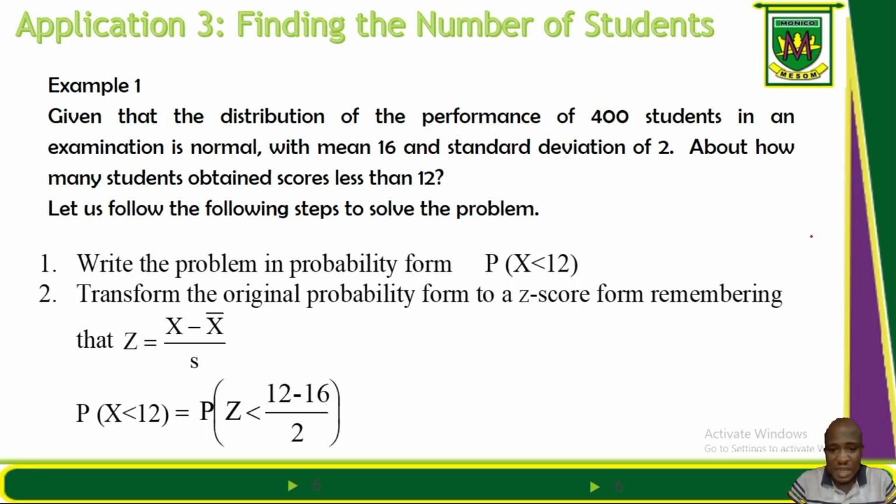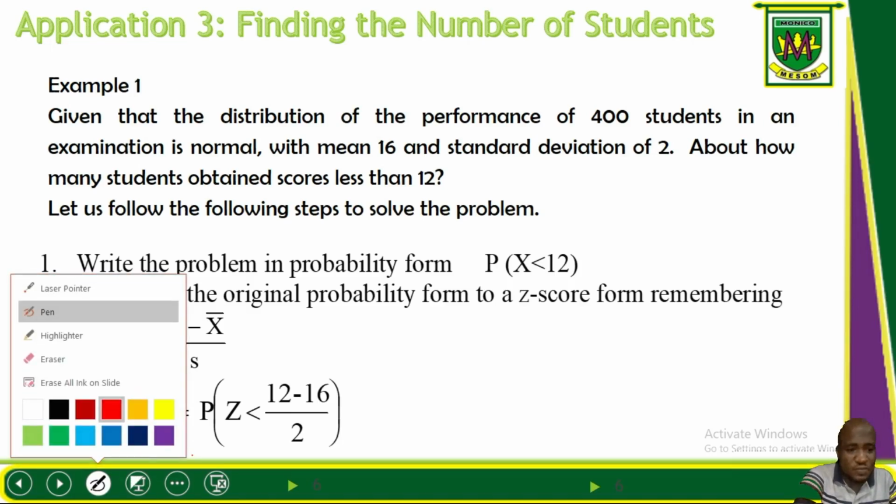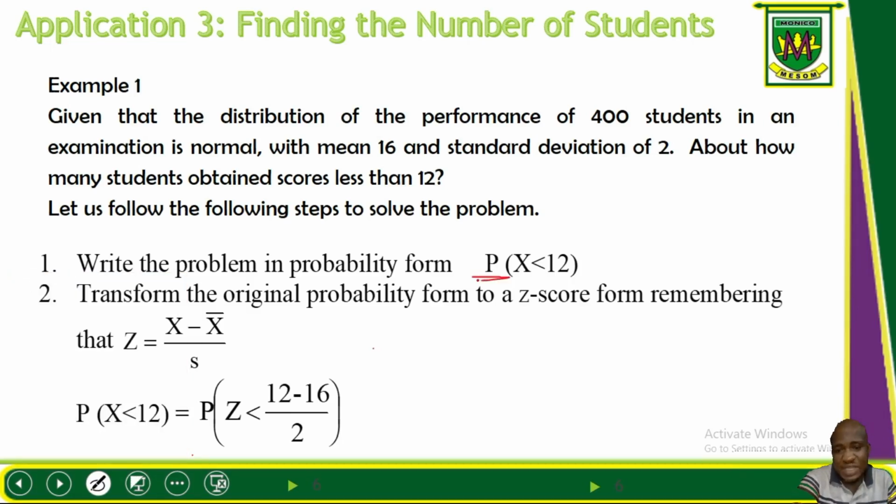The first thing is, as usual, you write your problem in probability form. So we're asking for the number of students who obtain scores less than 12. So in probability form, you have your P here, which is the probability, into brackets. X stands for the scores, and the question is asking for the scores less than 12. So it should be X less than 12. And this is a summary of the entire question.